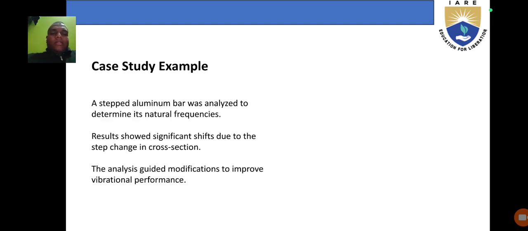Case study example: a stepped aluminum bar was analyzed, and the results showed a significant shift in natural frequencies due to the step change in cross section. The analysis guided modifications to improve vibrational performance.